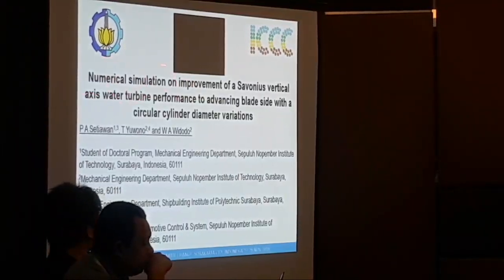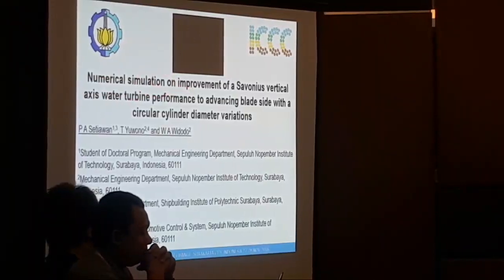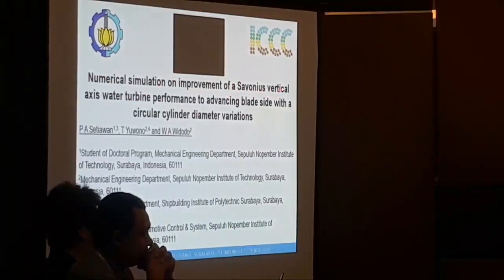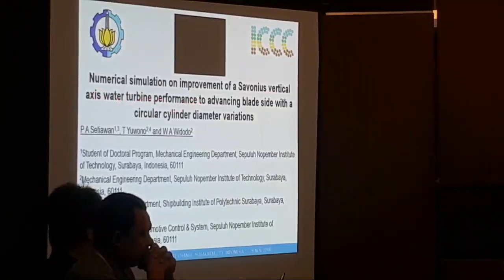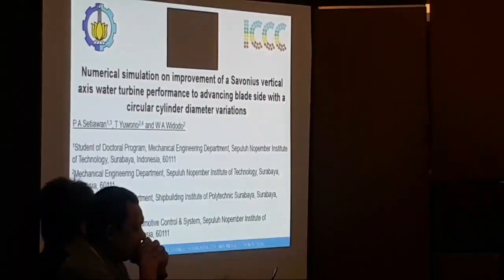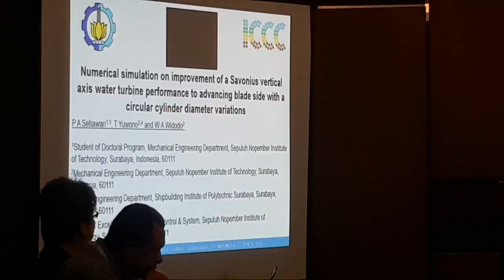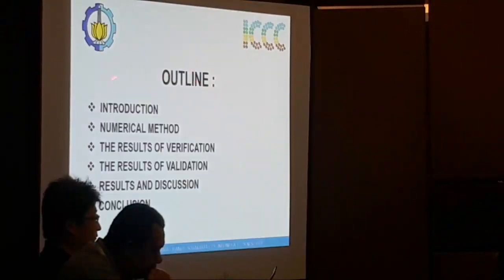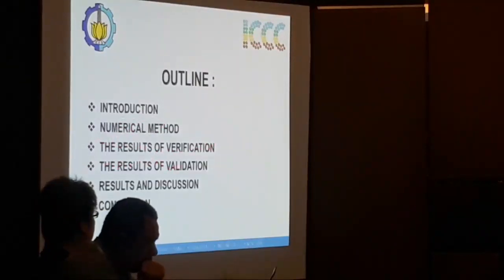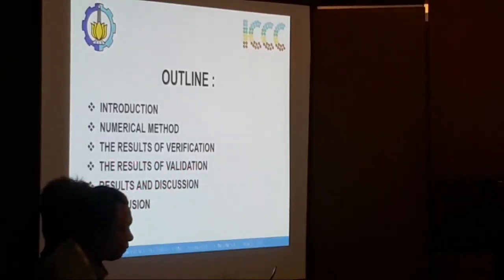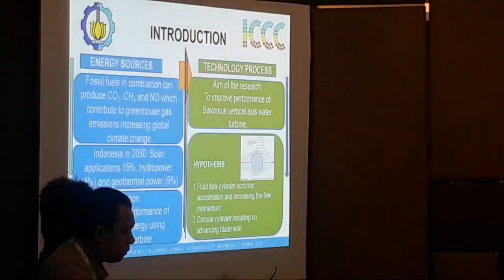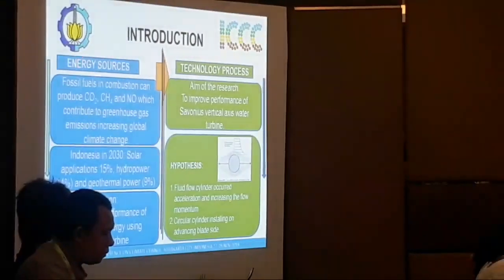Entitled: Numerical simulation on improvement of a Savonius vertical axis water turbine performance by installing a circular cylinder at the advancing side with diameter variation. Outline: introduction, numerical method, the result of verification, the result of validation, result and discussion, and conclusion. Okay. Introduction, energy resources.